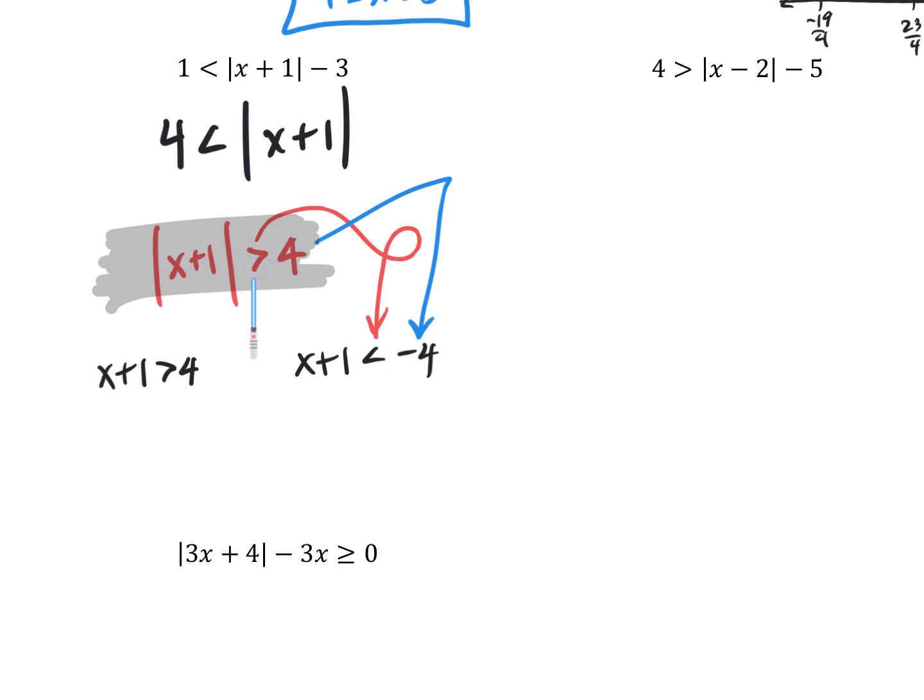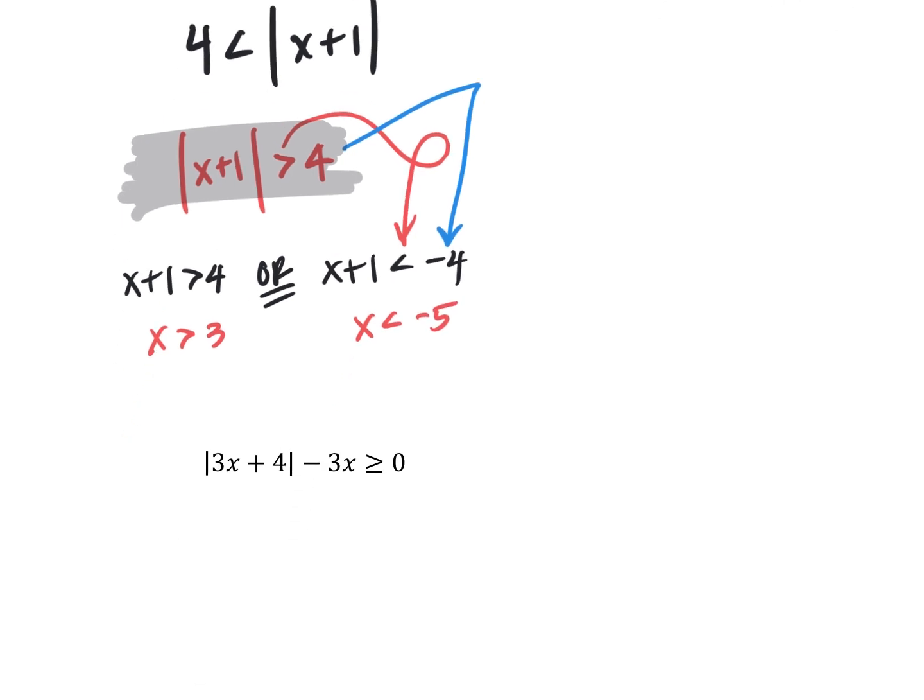It's a greater than sign. So what word do I want to use? Great or less than. Or, boom. So this is going to be an or. Boom, boom. Let's go solve for it. I know you got this. Let's subtract 1. What we got? X is greater than? 3. Yes, ma'am. And X is less than? -5.